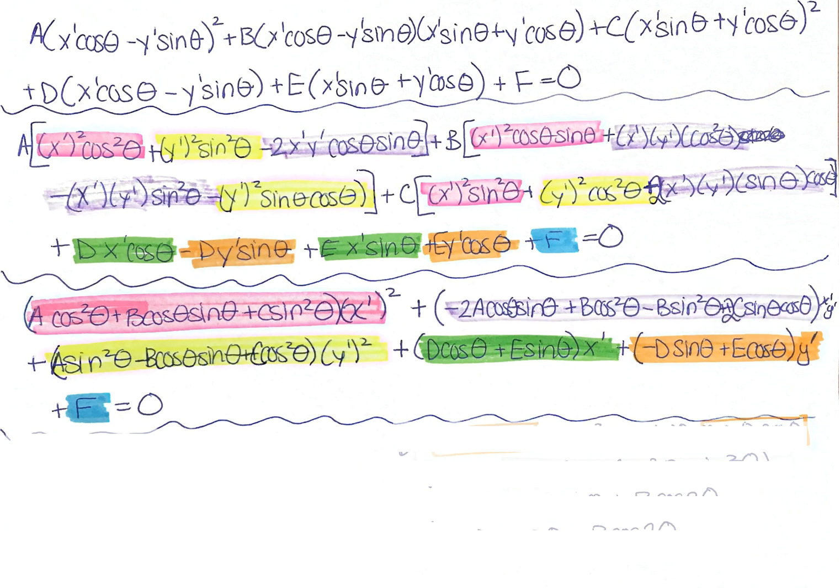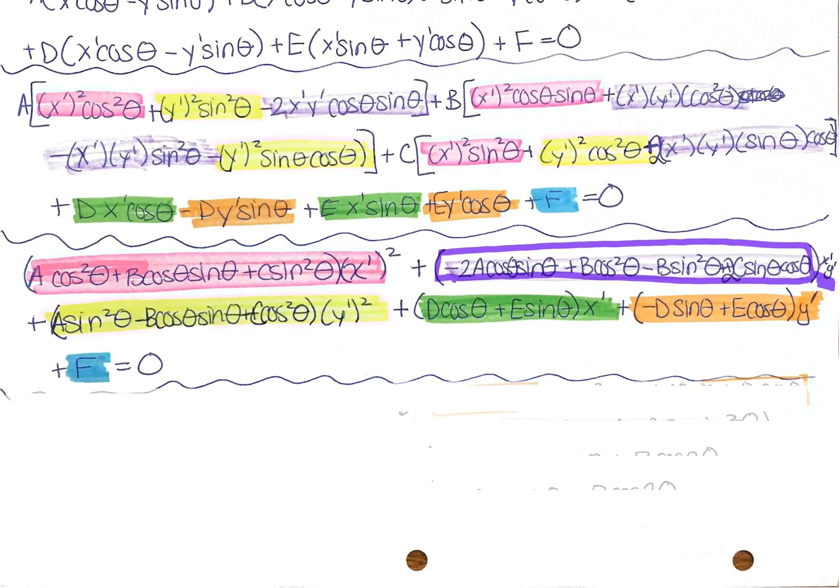Similarly, I have the coefficient in yellow of the y prime squared, the coefficient in green of the x prime, and orange of the y prime, and f is the constant. Notice that f is the same as the f. There's nothing else that changes with that constant value. On the next step, we're going to look at what these values represent in terms of our x prime, y prime. This coefficient in pink represents the a prime value of our new equation. The purple represents the b prime value. The yellow is the c prime value, and so on.